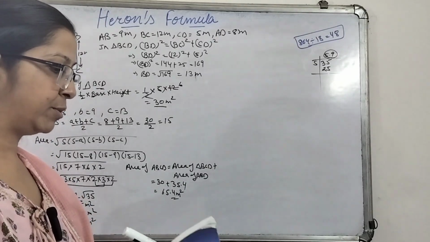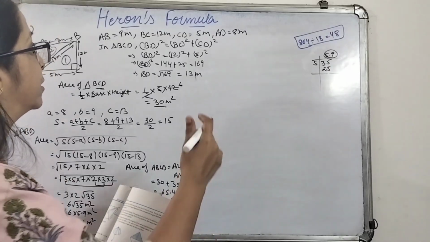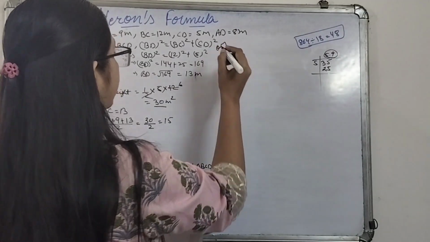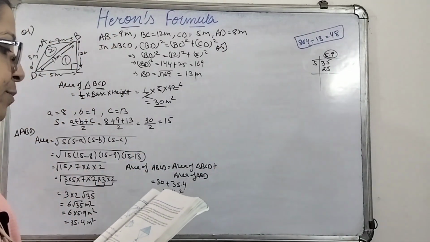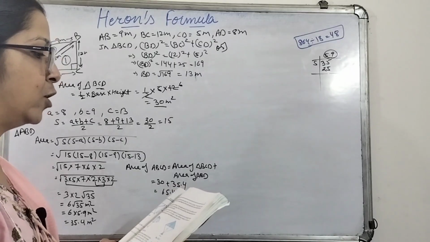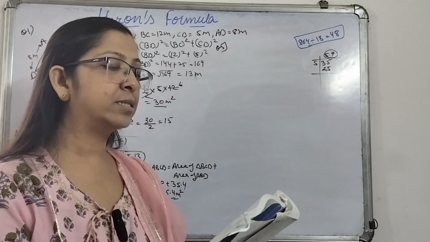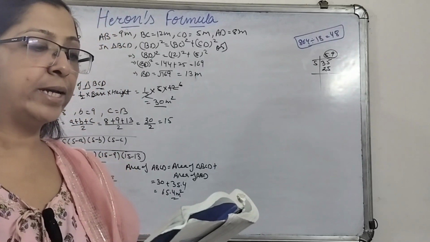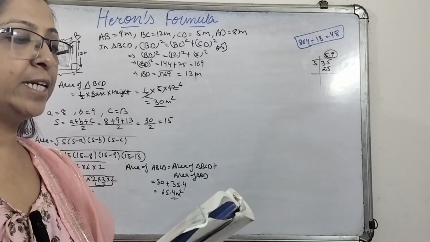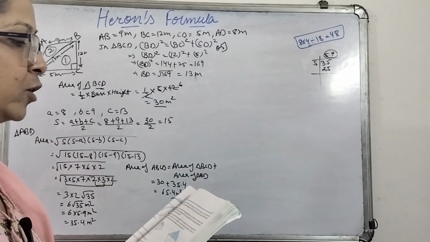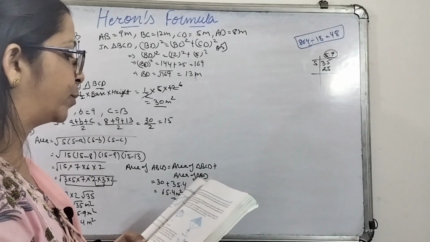Now let's see question number 5 of this exercise. A rhombus-shaped field has green grass for 18 cows to graze. If each side of the rhombus is 30 meter and its longest diagonal is 48 meter, how much area of grass field will each cow be getting?